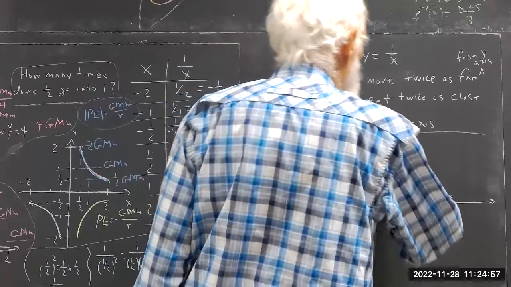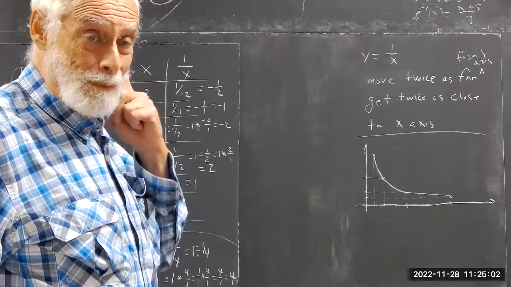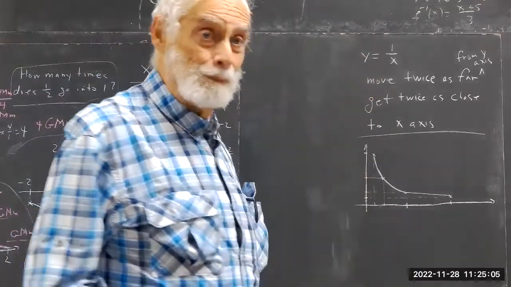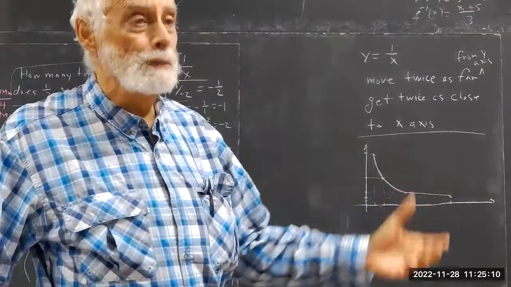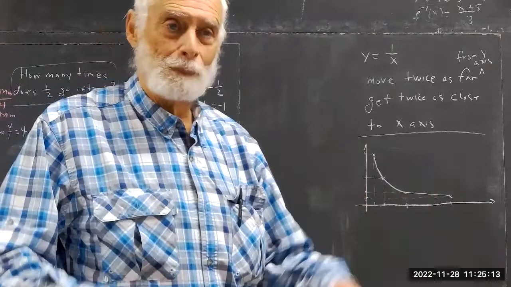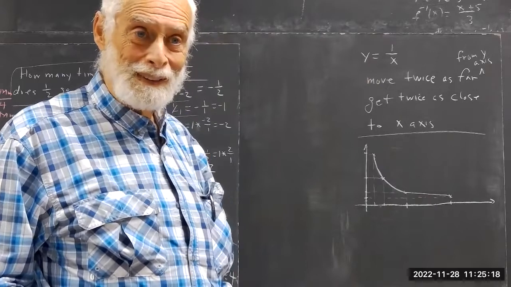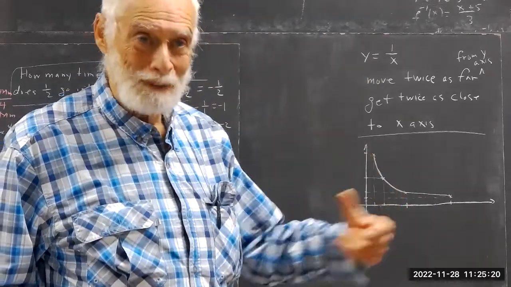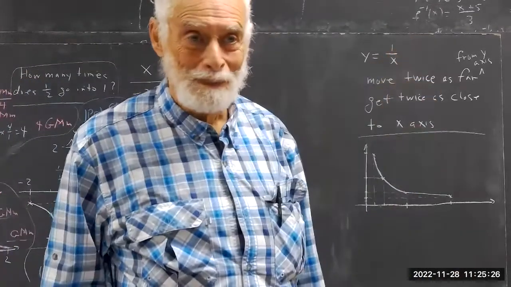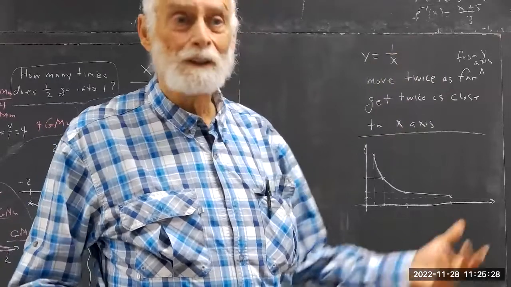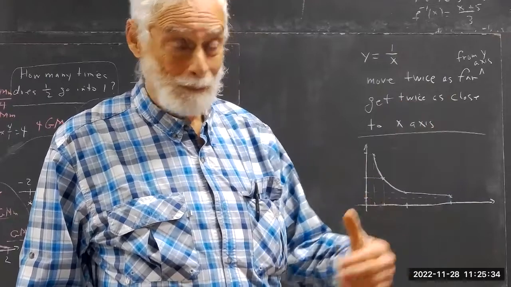How do you know if you move twice as far, you get twice as close to the x-axis? Well, if you divide one by a number, you get something, right? If you divide one by a number that's twice as big, you get a number that's half as big. A number twice as big goes into one half as many times. So let's say instead of one, this is 1,000. Divide 1,000 by 10, you get 100, right? Divide 1,000 by 20, you get 50, which is half as much.